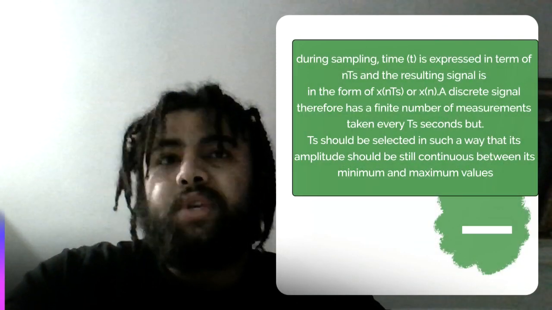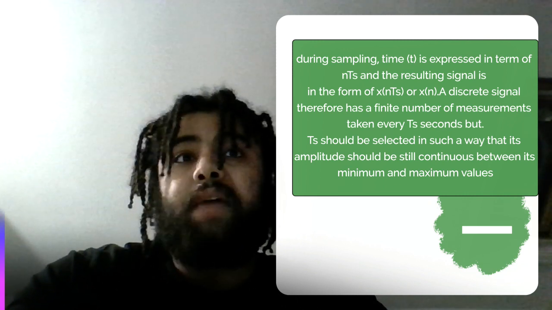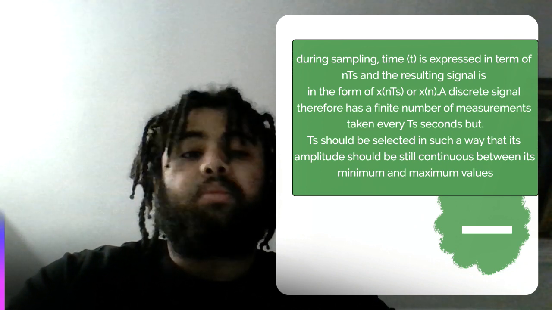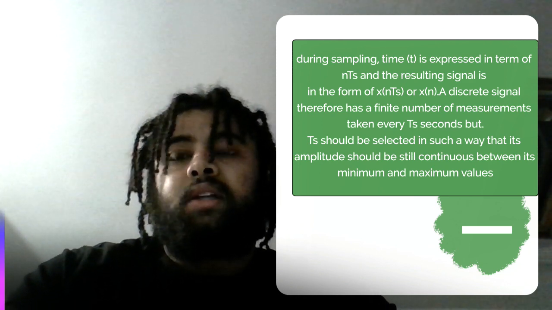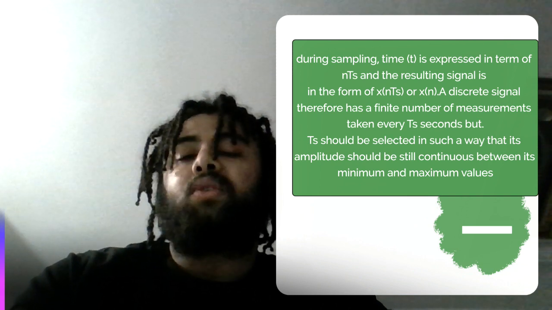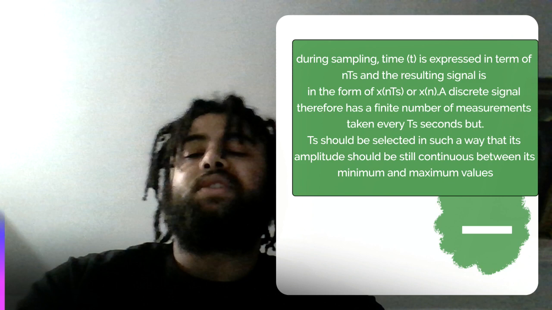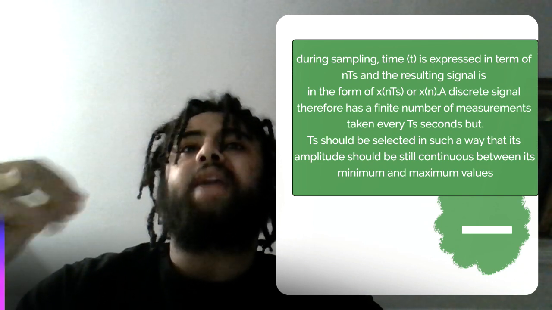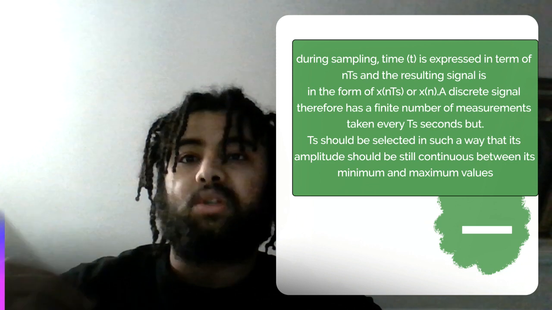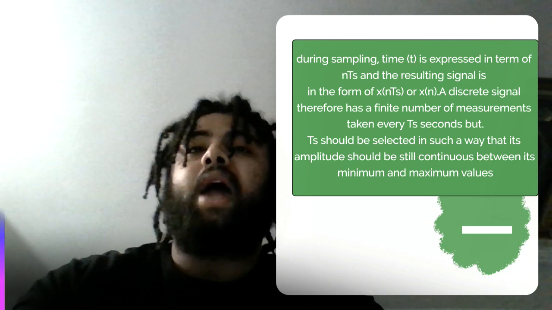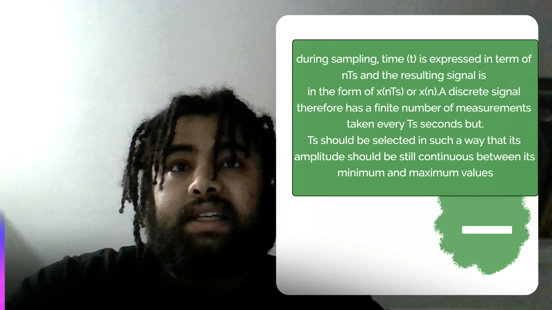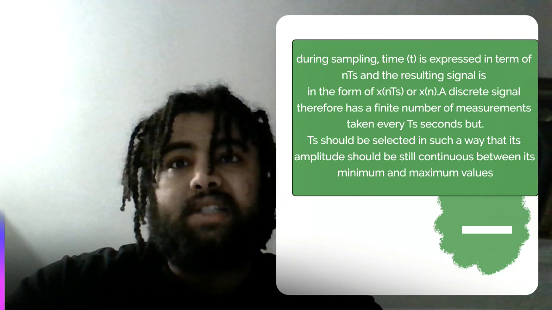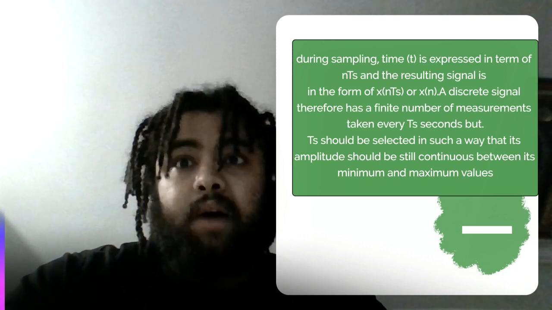So as a summary, during sampling, time is expressed in terms of nTs. Before, as you have seen on the figure, the signal x of t was a function of time. But now its discrete representation is a function of nTs. No more t. Time will be expressed in terms of nTs, and the resulting signal will be in the form of x of nTs. So the discrete signal is a function of not t but nTs.